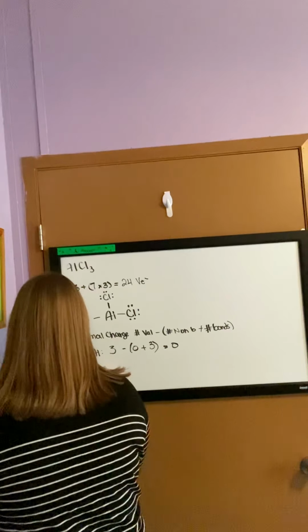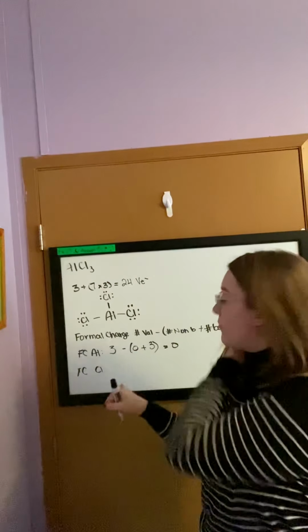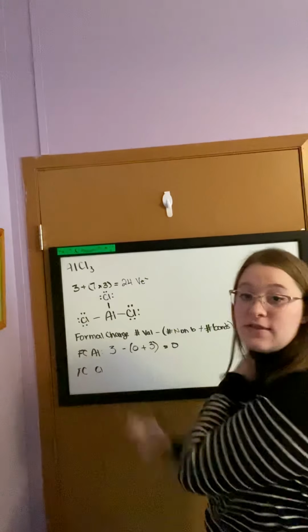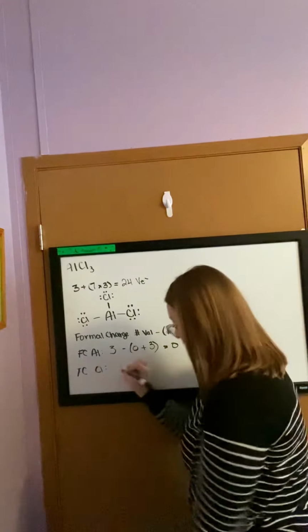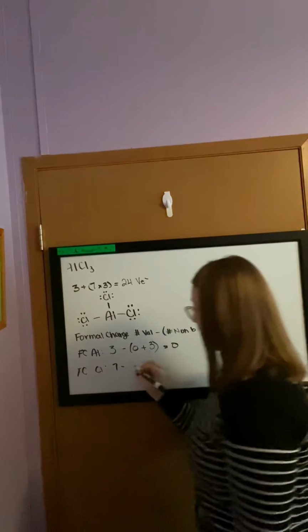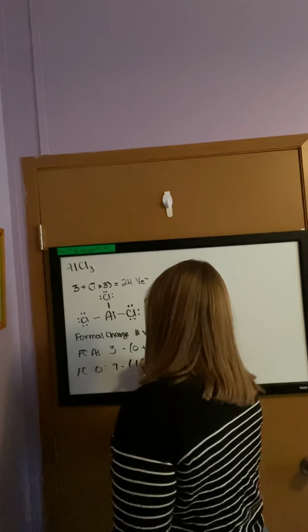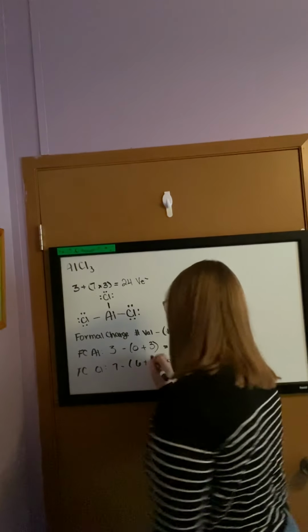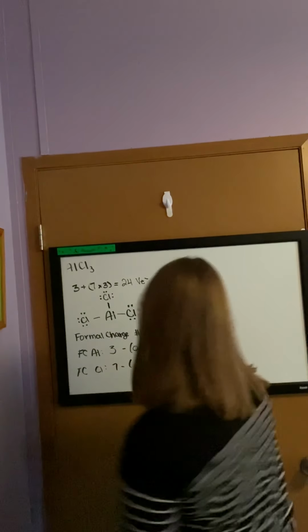So next we are going to do the formal charge for chlorine, which is the same all throughout. There's no different chlorine. They all look the same. So we are going to take 7, which is the number of valence electrons, and subtract the number of non-bonding, which is 6, plus the number of bonds, which is 1. 7 minus 7 equals 0.